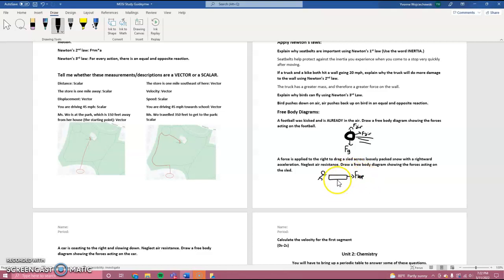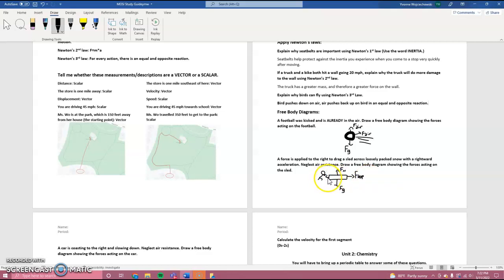Because the sled is on the ground, we do see that there's that force of gravity, Fg, but then also we have that normal force, Fn, pushing back up on the sled so that it doesn't go right through the ground. We are supposed to be neglecting air resistance, but there is one more thing, and that's friction.